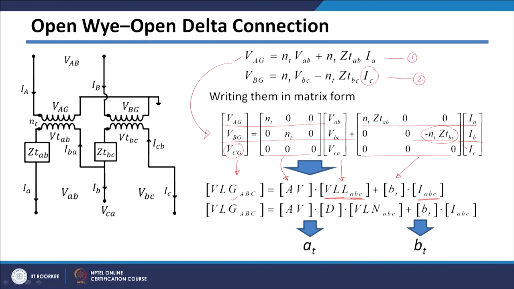However, these are line to line voltages, which need to be converted into line to neutral voltages. This can be done by writing this term as D multiplied by VLN, because here we need to get line to line voltages from the line to neutral voltages. In that case your conversion matrix is D here. Thus your AT matrix will be AV multiplied by D, and in that case AV is a little bit modified as compared to the earlier AV matrix. The D matrix is the same which you have seen earlier, and your B matrix will be this matrix for the open Y open delta configuration.